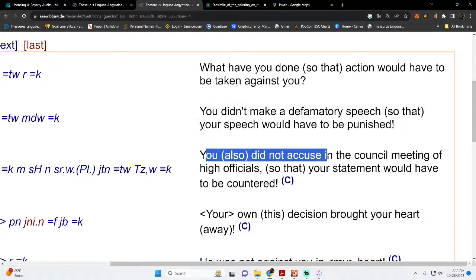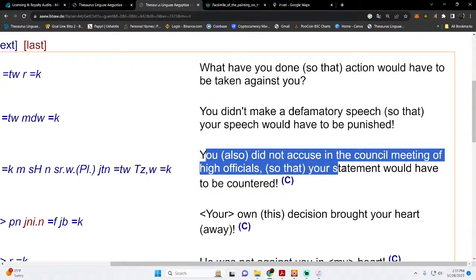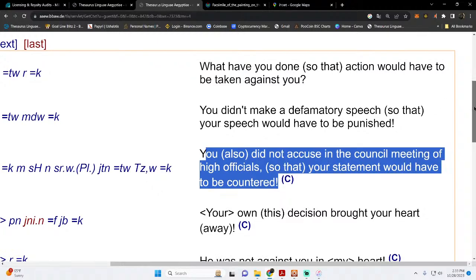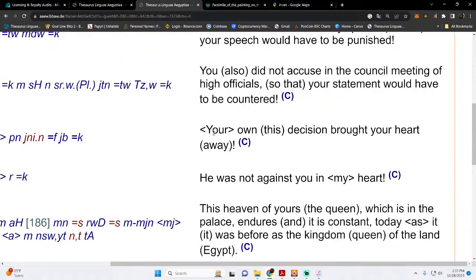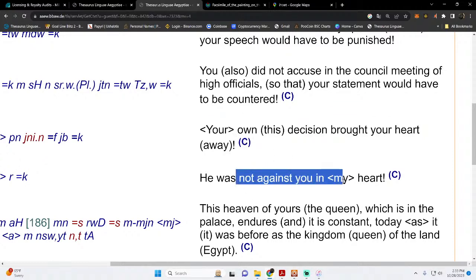You also did not accuse in the council meeting of high officials so that your statement would have been countered. He's basically saying you didn't make any case for yourself, it appears. You also did not accuse in the council meeting of high officials. You didn't say anybody else was the reason for this. But this decision brought your heart away. So you got up and left Kemet, and it wasn't anything that made you do that. He was not against you in my heart.